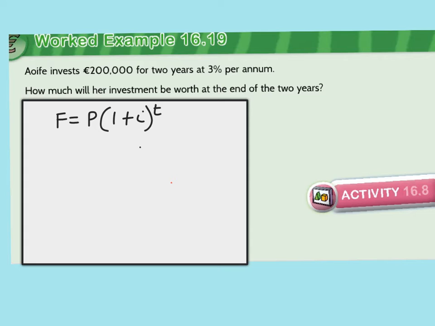Okay, so what I'd like you to do here is to pause the video and have a go at this question. Now, if you want to pause the video now and try it yourself, that's fine. If not, I will just give you a little bit of a head start. Your principal amount is going to be this 200,000. Your years is 2 years, so that's your T. And your I is going to be 3%, which in decimal form is 0.03. So go ahead and plug that into the formula now and then come back.